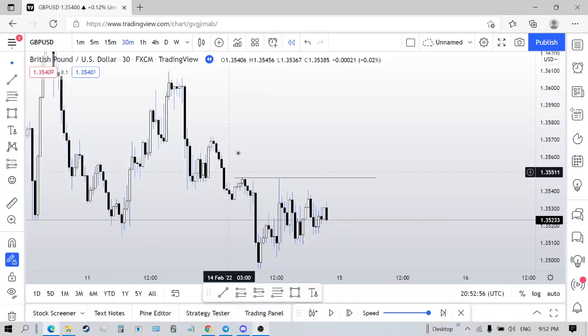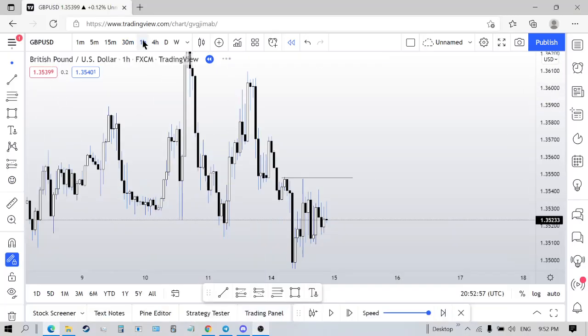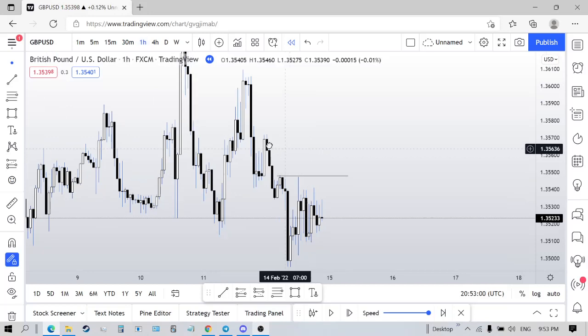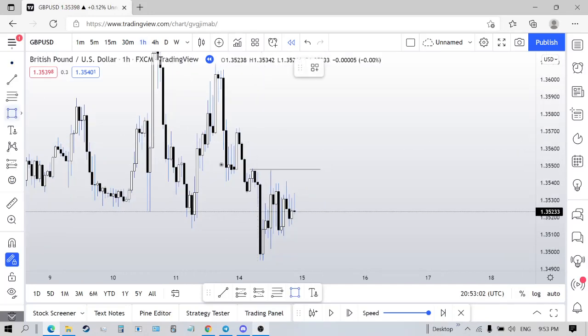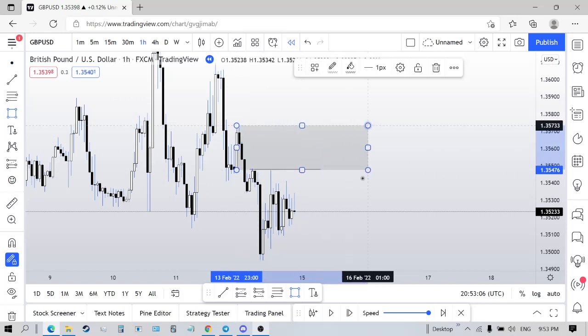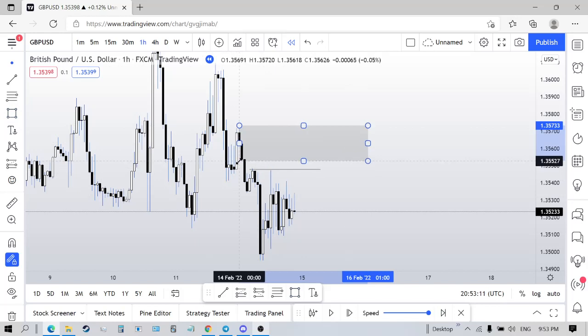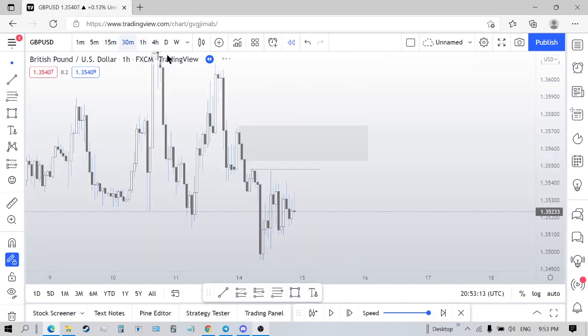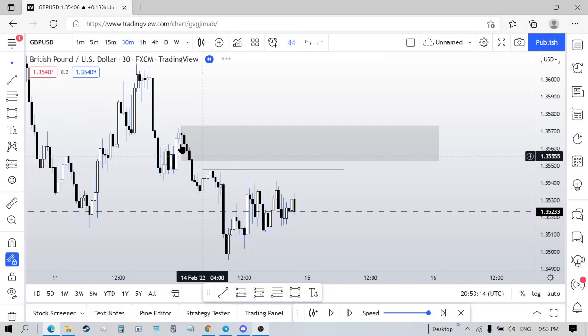All right, so I'm looking for price to come up into this premium array. We can mark out the order block. Let's go ahead and do that. There's not much of a refinement, I don't like to over refine. But since I want to see it come up above this area, we could refine it to here.